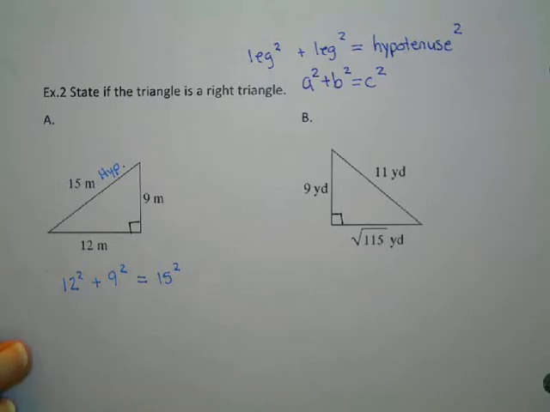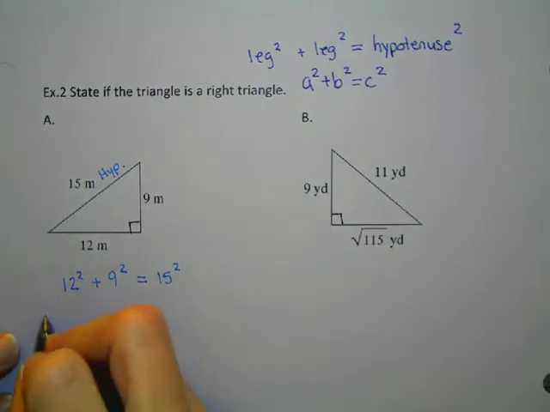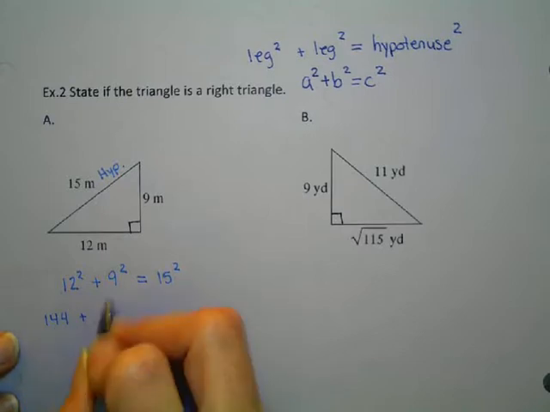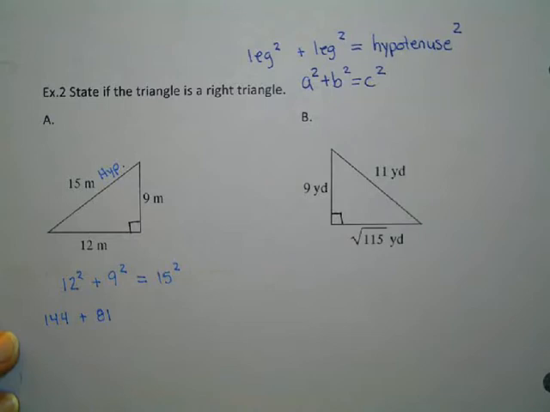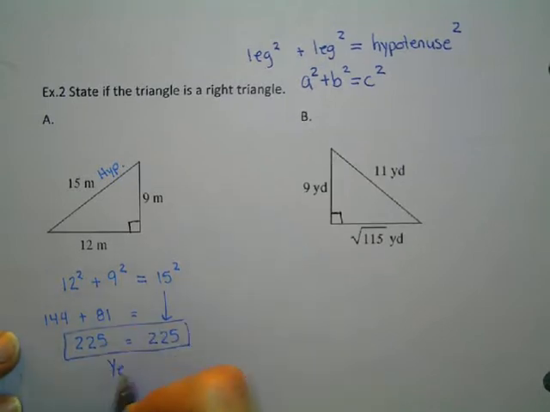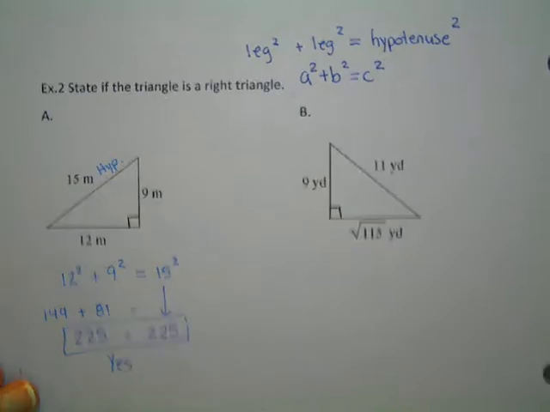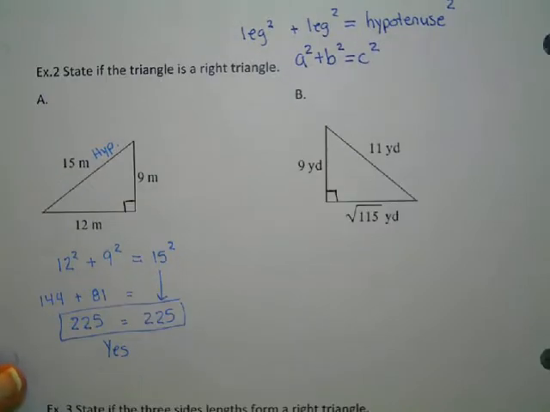Let's try it. 12 squared is 144. 9 squared is 81. So 144 plus 81 equals 225. Okay? Let's try this side. 15 squared comes out to 225. So these two things are equal. So yes, the answer would be, because if Pythagorean theorem works, those two things are equal, then it's a right triangle.